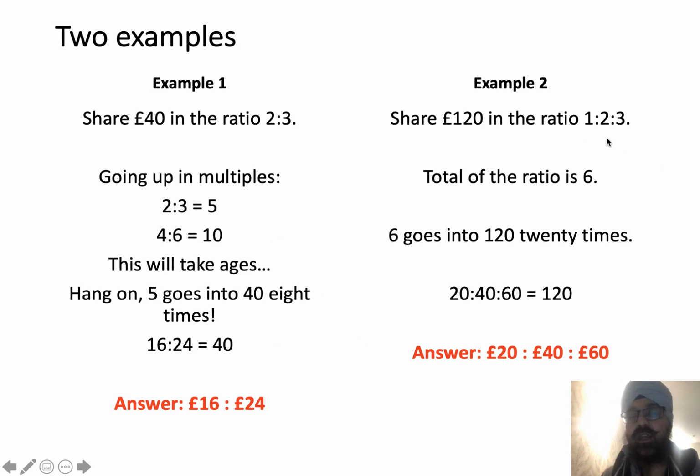So same thing you do here, you add them up, you find one part, which is 20. 20 times 1 is 20. 20 times 2 is 40. 20 times 3 is 60, and they add up to 120. So they should add up to the original amount which was shared.